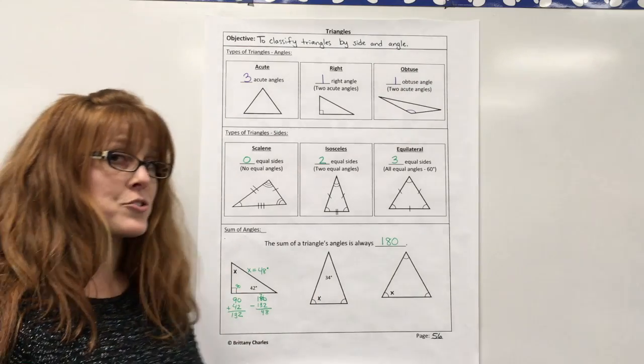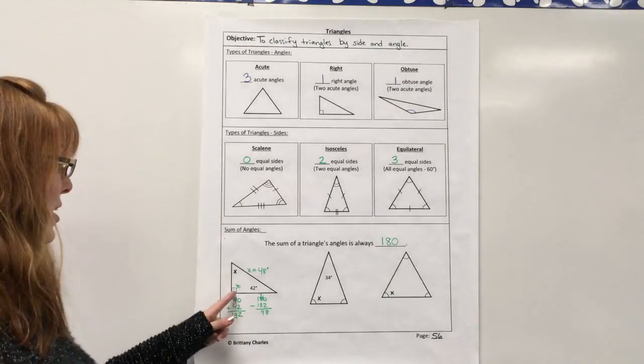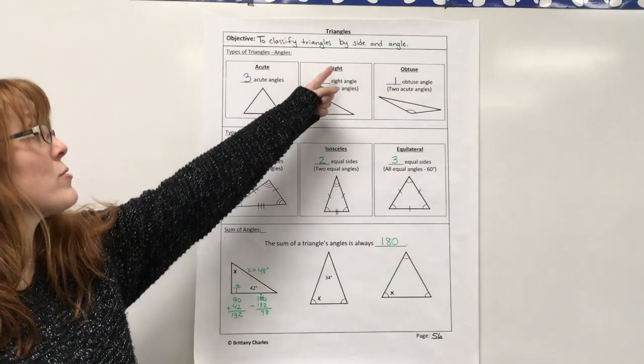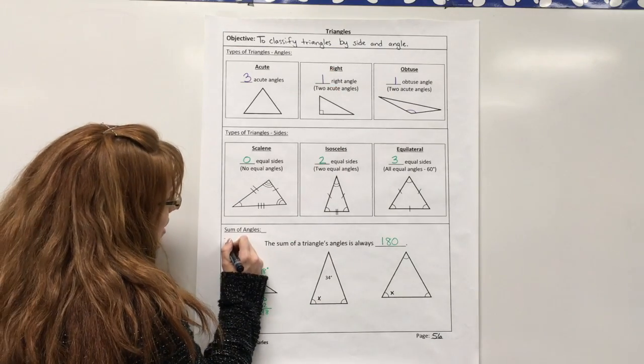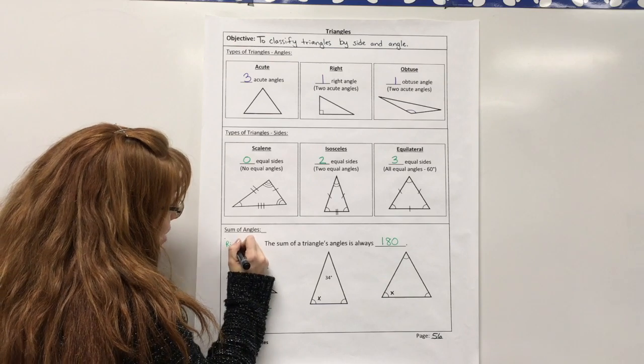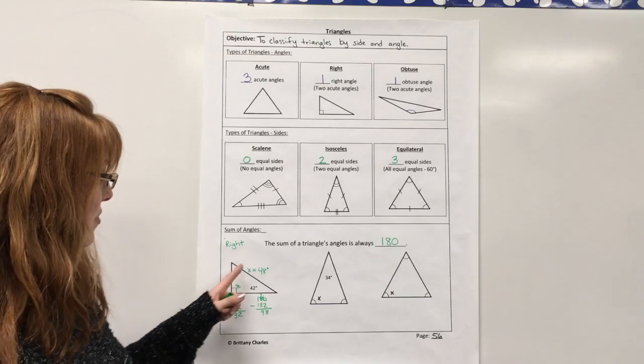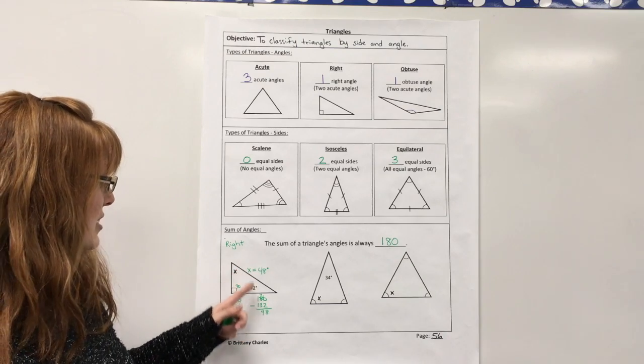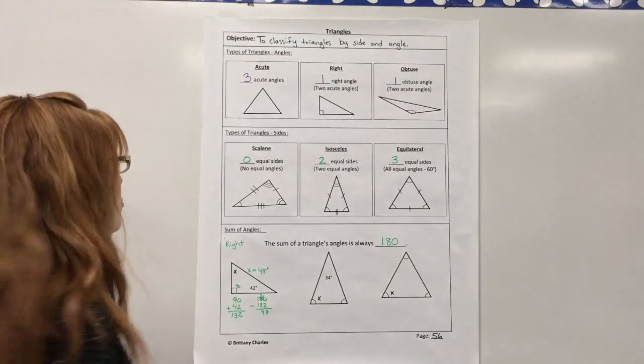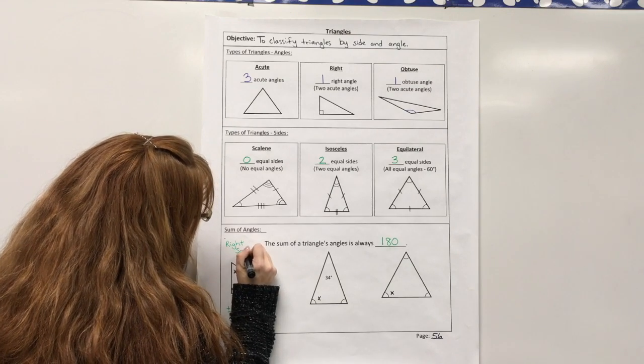Now let's name this triangle. Well, I know it has a right angle, so automatically I know it's a right triangle. But I can name a triangle by its angles and by its sides. So it's a right triangle, and then looking at the side lengths, all three sides look like they're different lengths, so it's right scalene.